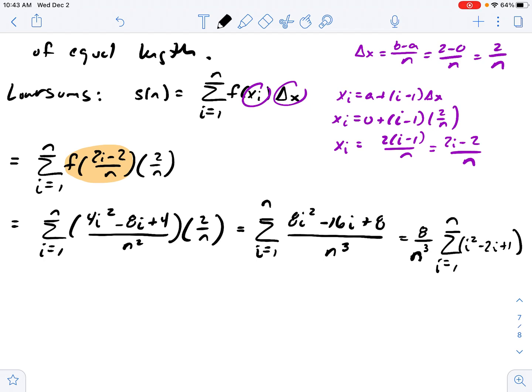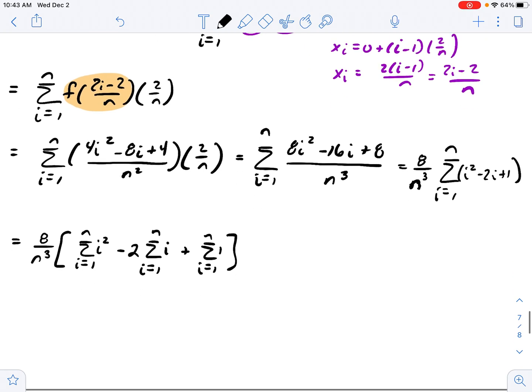And where do you suppose we're going to go from here? We've got now a sum and difference of pretty nice terms inside of there. We're going to break it up. So I'm going to have 8 over n cubed. First one is going to be summation i goes from 1 to n of i squared. Minus, I'm going to bring the 2 out front, summation i goes from 1 to n of i, plus summation i goes from 1 to n of 1.